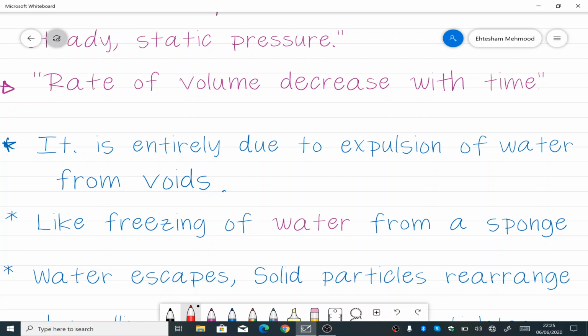If we consider the example of a sponge, I don't know why I have written freezing here, but it's just like a saturated sponge that is filled with water. If I try to compress that, all the water will move out. If I draw a small sponge here, there are a lot of pores and it contains a lot of water. If I compress it between my hands, it will compress almost like this, and all the water that was inside the sponge will move out.